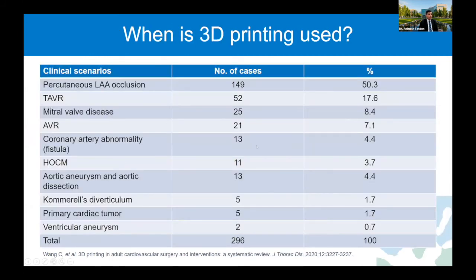And in some reviews, they found that when authors evaluated where 3D printing was reported to be used in the literature, combined between papers where 3D printing was used, LA appendage procedures was the leading reason to do 3D printing, in about half the cases. But it's also being used for TAVR, mitral valve disease, AV valve regurgitation, coronary artery anomalies, et cetera.